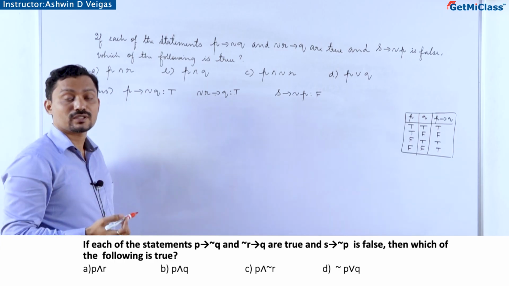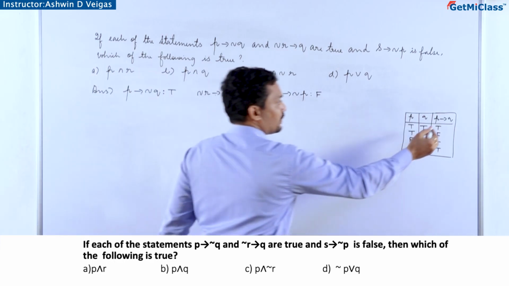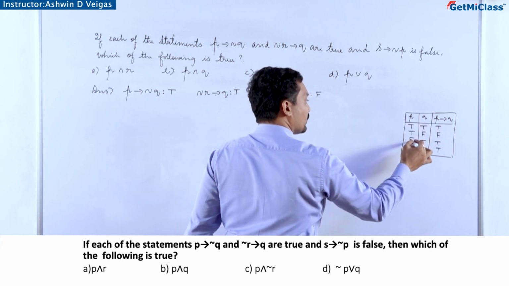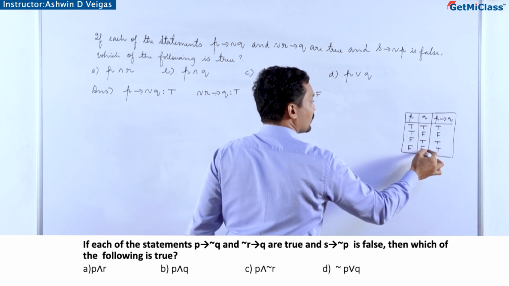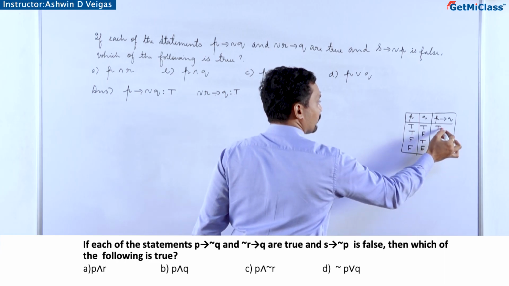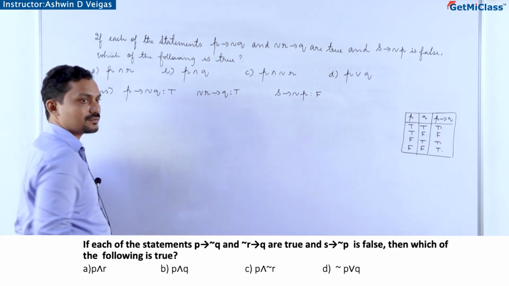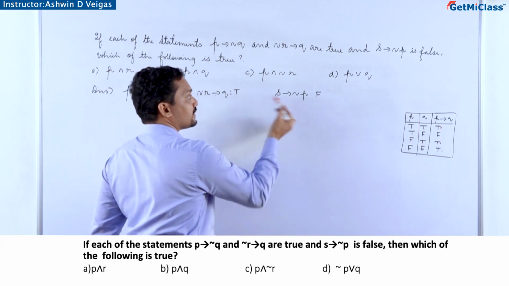Now, if the implication is true, there are multiple cases. See here, if it is true, that means it can be either true-true, or it can be false-true, or it can be false-false. In all the cases, we will get true as the answer. So, analyzing this will be multiple cases. So, we will first analyze this case.